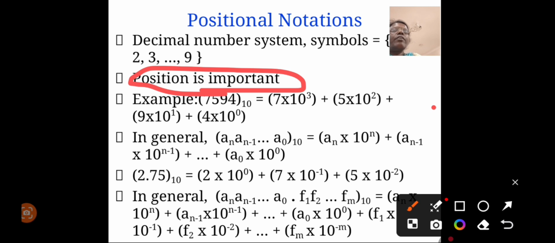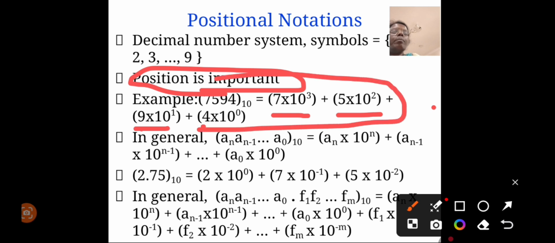Example: 7594, that is the decimal number here. The 7, whose place value is 3, should be multiplied by 10 power 3. The 5, whose place value is 2, should be multiplied by 10 power 2. The 9, whose place value is 1, should be multiplied by 10 power 1. In the same way, the 4 has place value 0, the least significant digit, so it should be multiplied by 10 power 0. So the total magnitude can be expressed in this way, which is called the positional notation.